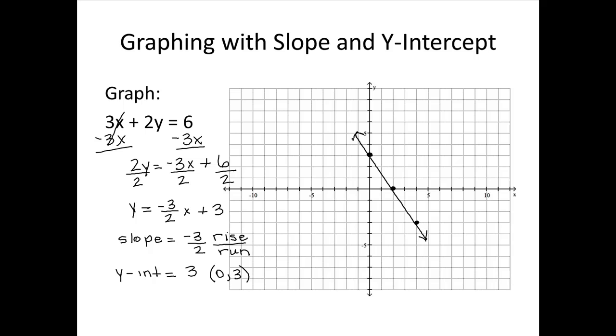So that's graphing with slope and y-intercept. First, you're solving for y to put it in y equals mx plus b form. That's called slope-intercept form. M is the coefficient of the x, and that always represents your slope. B is the y-intercept, and that's always the point that you start with on the y-axis.